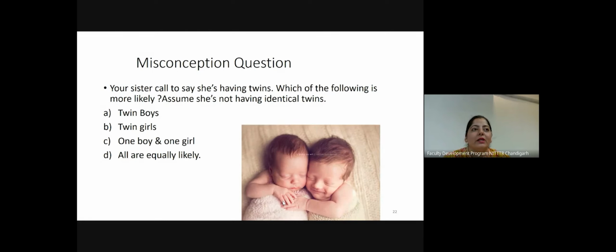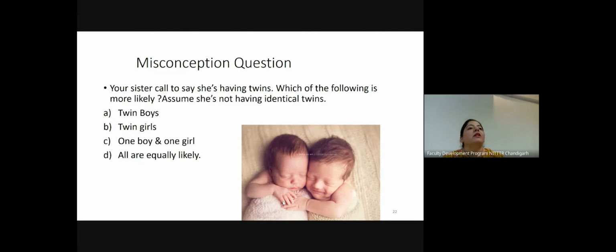All are equally likely. Okay. It is written above also, it's a misconception question. C is the right answer. One boy and one girl. The topic is from mathematics, probability.